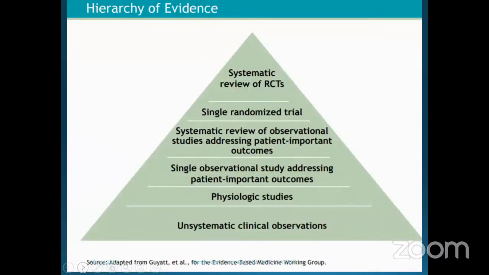Okay. So lastly, I would like to say that whatever is the topmost value, a single randomized trial comes below that. Systematic review of observational studies addressing patient-oriented outcomes comes next. And at the bottom are unsystematic clinical observations and physiological studies. That's how the evidence that is generated is ranked.